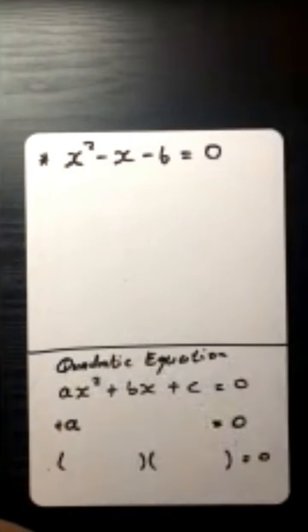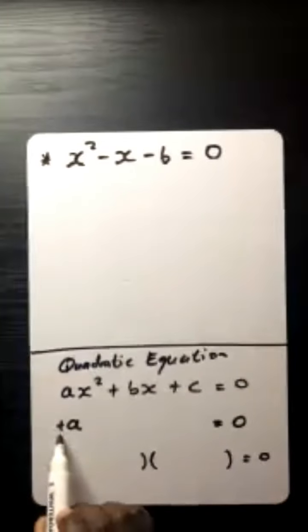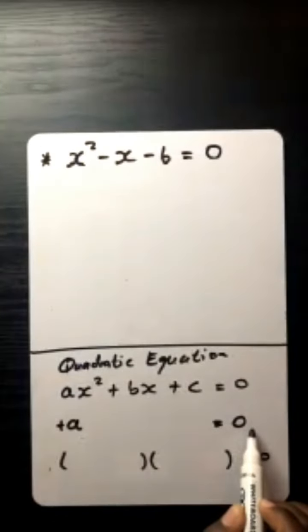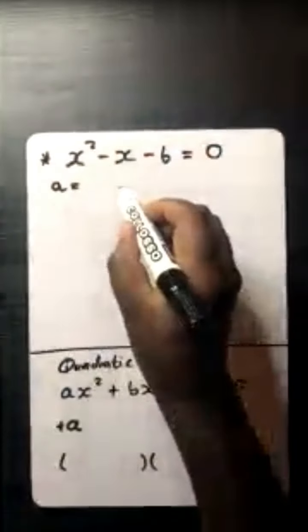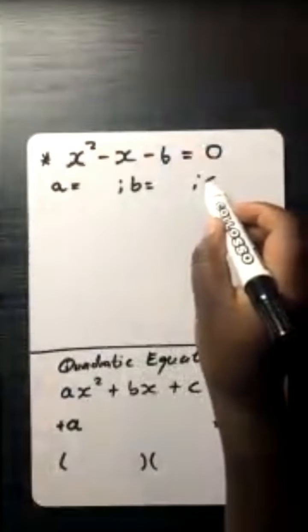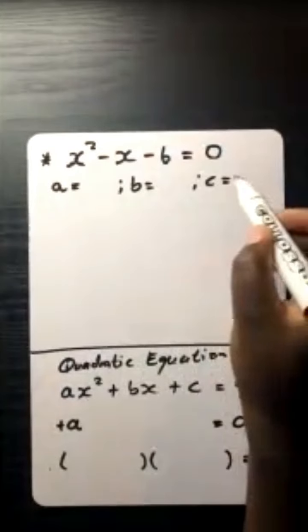That's when you can factorize. And remember, for it to be in the standard form, Shreyas, you have to have a positive a, and again it has to be equated to 0. So in that given problem, I'm going to ask you, what is the value of a, what is the value of b, what is the value of c?